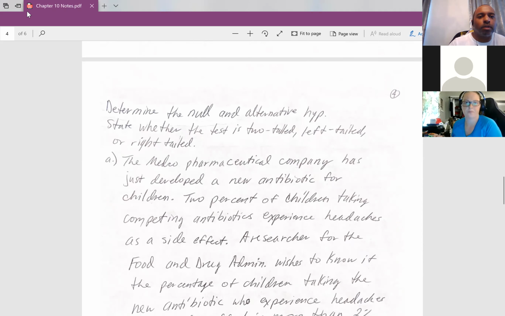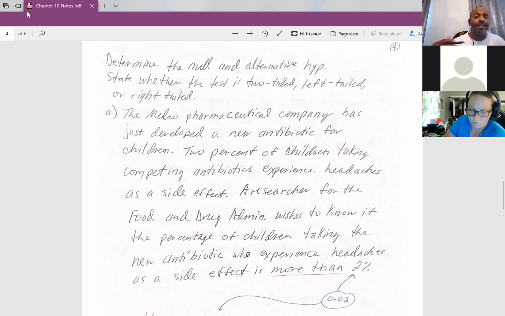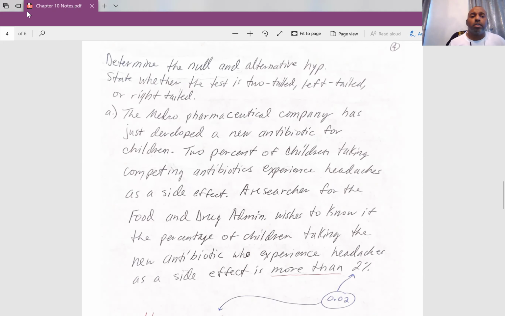All right, so here we're going to get a little writing in so we can put into practice what we just finished talking about, at least setting up the null hypothesis and the alternative hypothesis. Directions: determine the null and alternative hypothesis, and state whether the test is two-tailed, left-tailed, or right-tailed. As far as your hypothesis testing, this is just the setup, but we're making sure you're good with the setup before we go further in your testing.